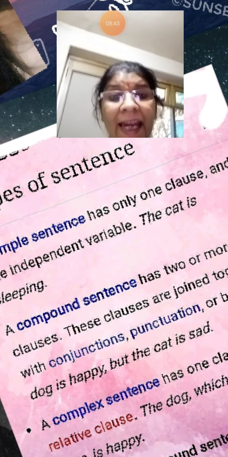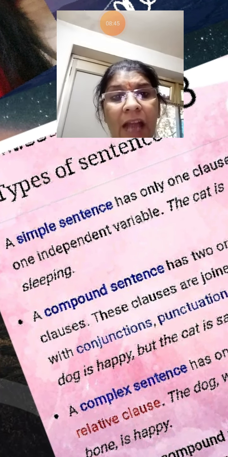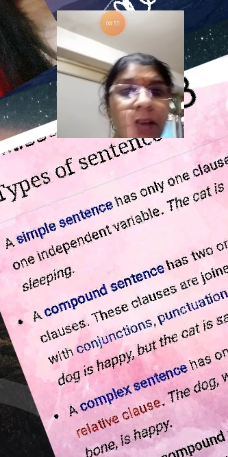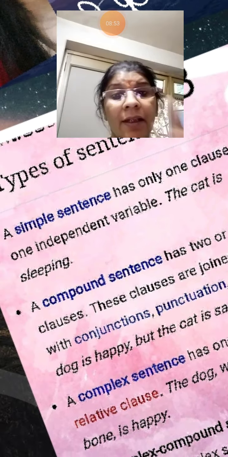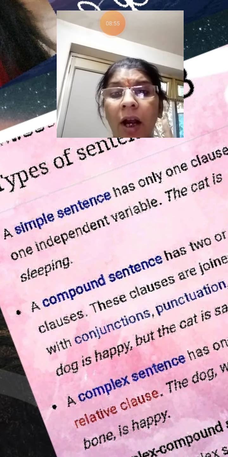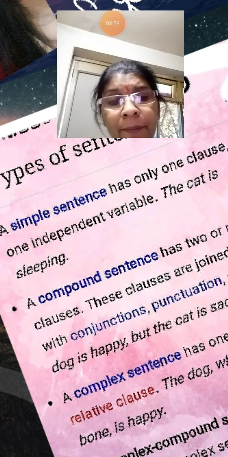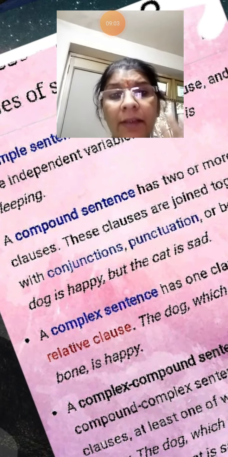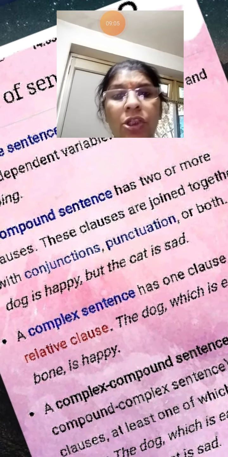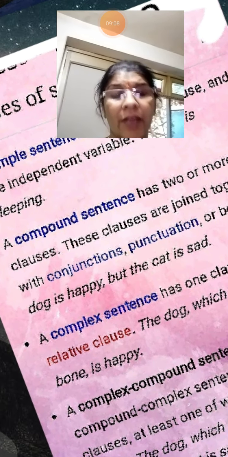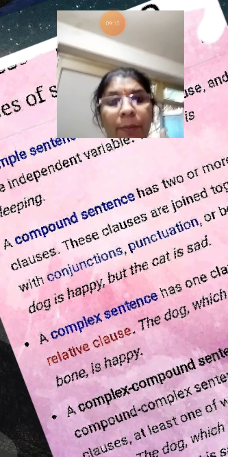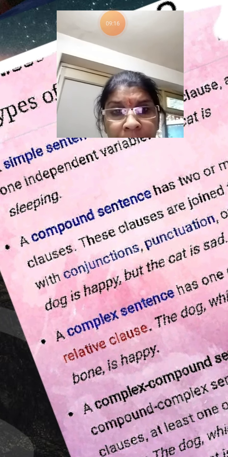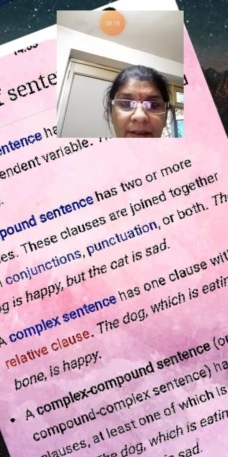The cat is sleeping. Here is one clause. A simple sentence has only one clause and one independent clause. A compound sentence has two or more clauses. These clauses are joined together with a conjunction, punctuation, or both. The dog is happy, but the cat is sad.